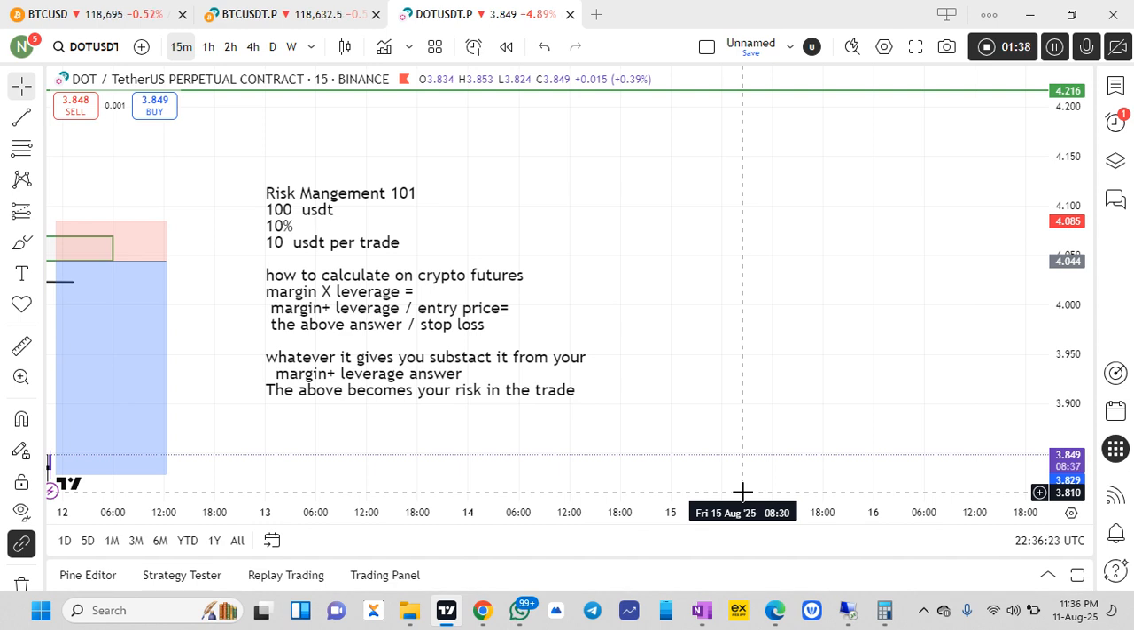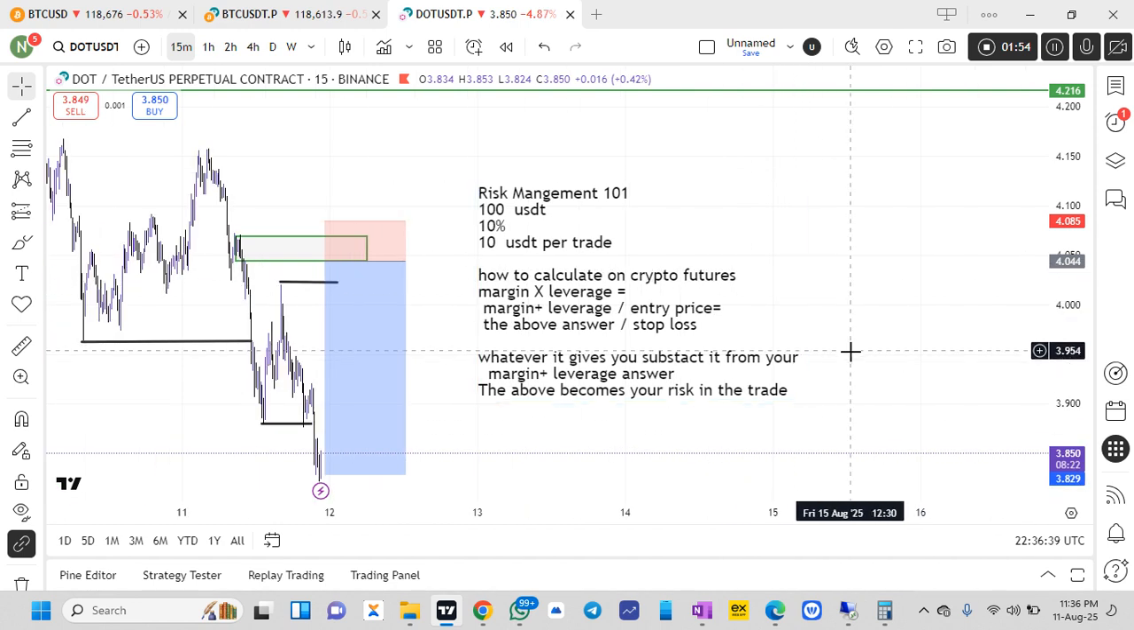So in some cases it might be 1%, but for the purpose of this video, we'll be using 10% per trade. Because of this 10% per trade, we want to risk just $10 in every trade that we take. So now, how do you calculate this?